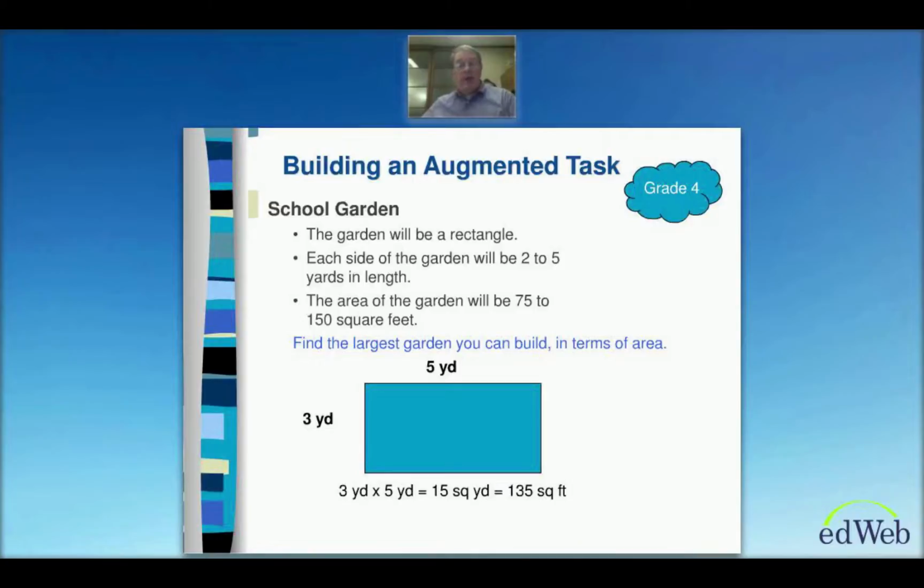So maybe after a little bit more time, or a different student tries 4 yards and 4 yards, and this time comes up with 16 square yards or 144 square feet. Another good answer. It doesn't get to the maximum of 150, but with integral values for the measurements, this is as high as you can get. So those are two good answers, and it tells you something about the student's thinking.